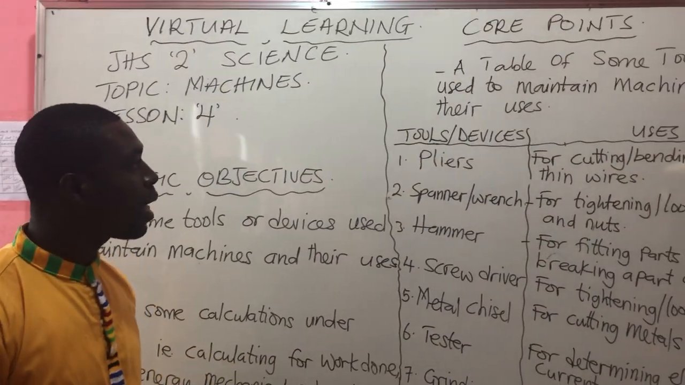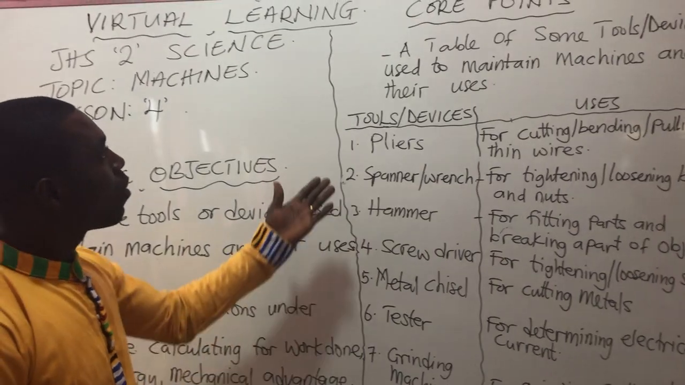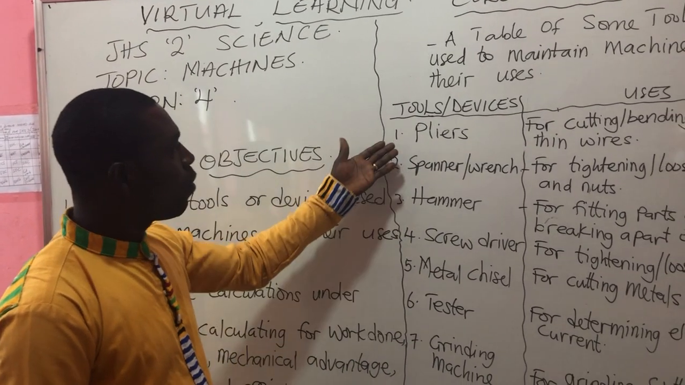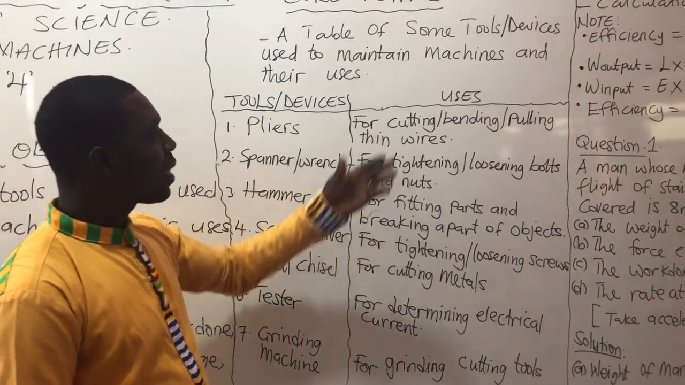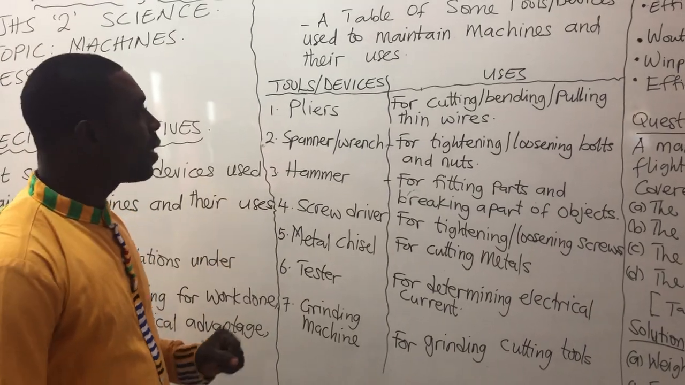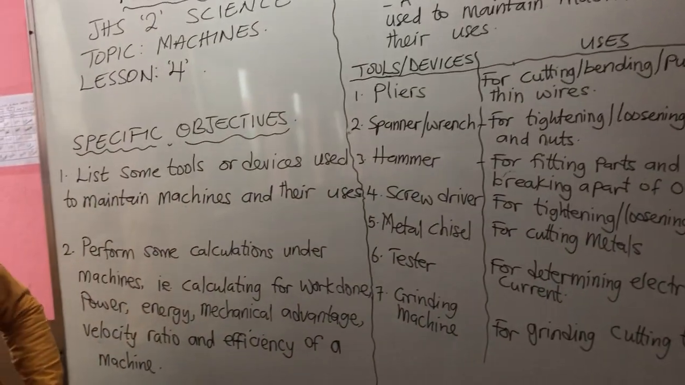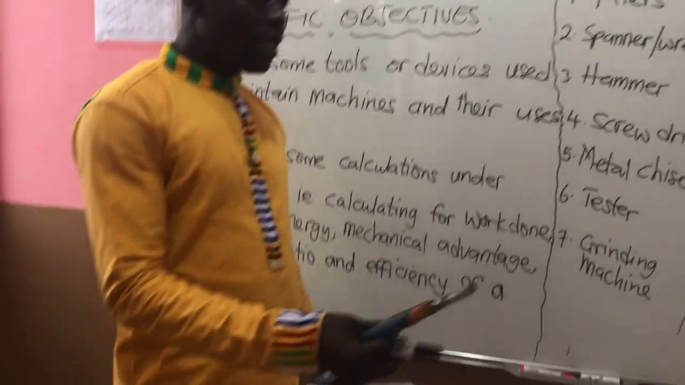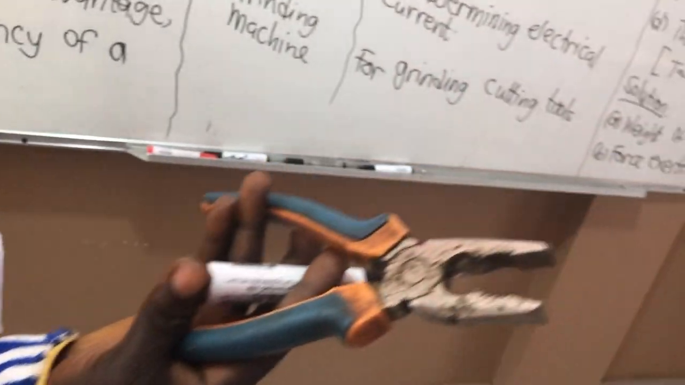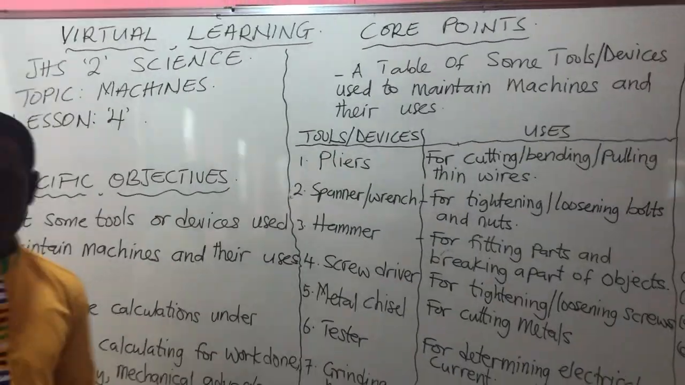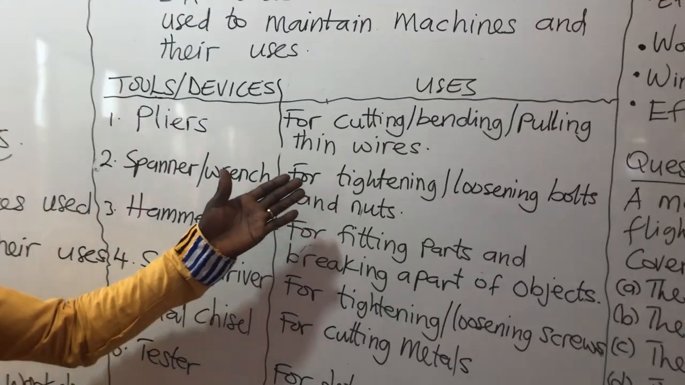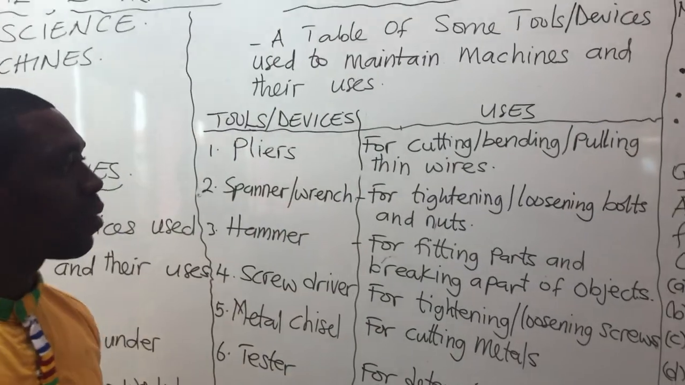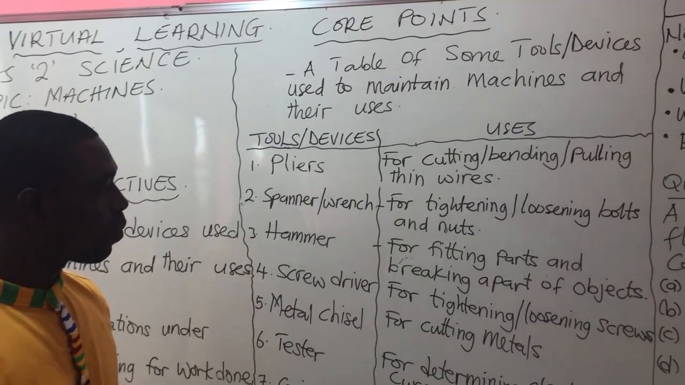Now to move on with our core points for the day, we are looking at the various tools. We have pliers. Pliers are used for cutting or bending or pulling thin wires. This is a plier. This plier is used for cutting or bending or pulling thin wires. We also have the spanner or the wrench. This is for tightening or loosening bolts and nuts of machine parts.